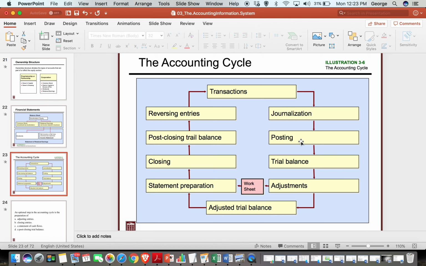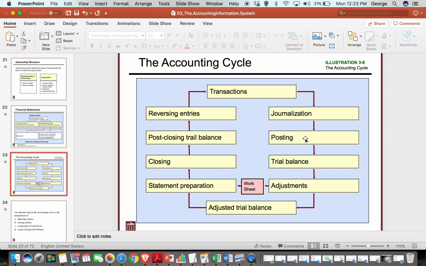We post it to the ledger and the subsidiary ledger. So we post it, and we'll show this in a minute, to the customer's name in the accounts receivable subsidiary ledger. And then we must also post it to the general ledger accounts, cash and accounts receivable.